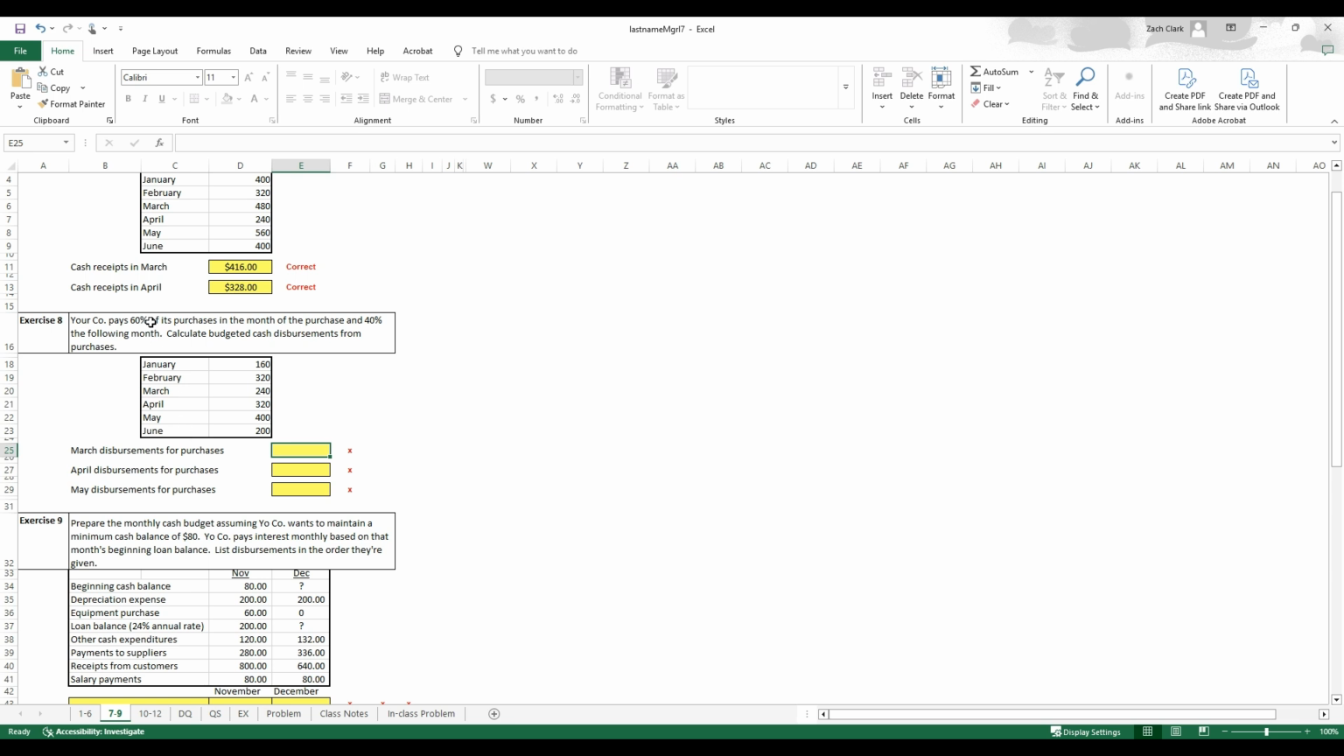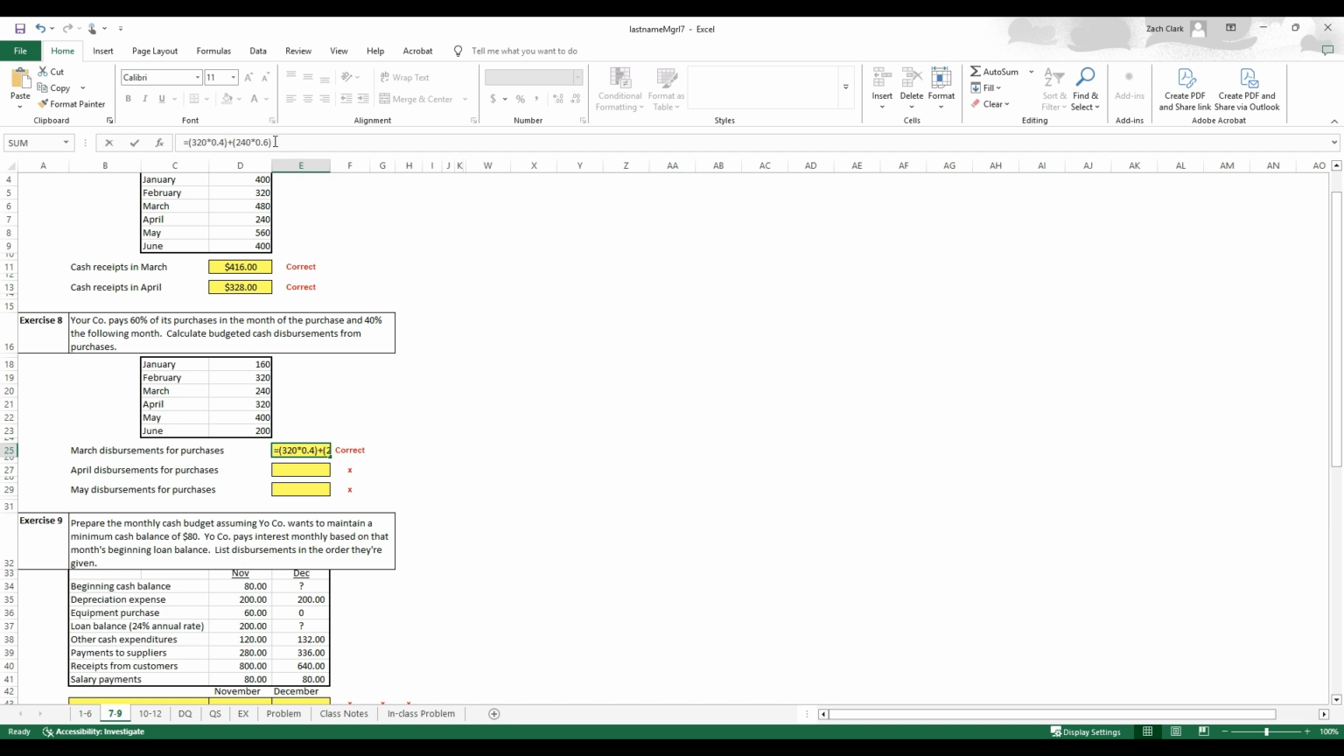Okay, so here's a similar kind of problem, but with payments and purchases. Again, we're going to pay 60% in the month of the purchase, and then 40% the next month. So when we look at March disbursements, we're going to have not 3 components here necessarily, but 2, because in March, we're going to be paying for 40% of the purchases we made in February. And then in the actual month of March, we had 240, and we're paying, oh, whoops, 60% there. That was supposed to be 40% on the February amount.